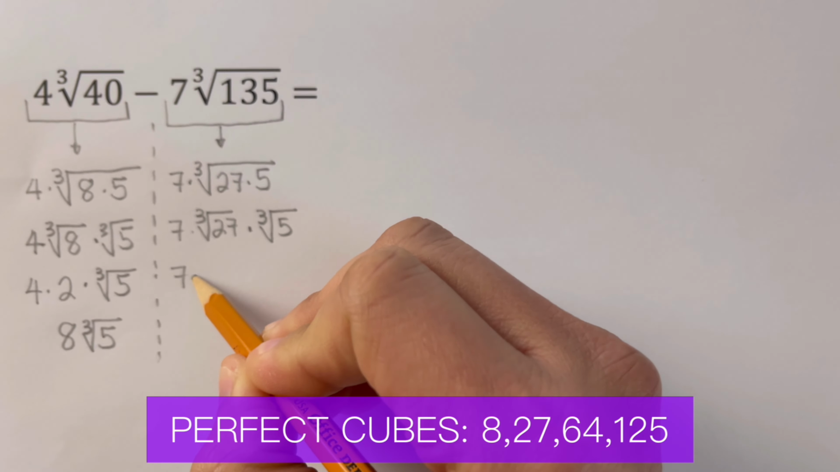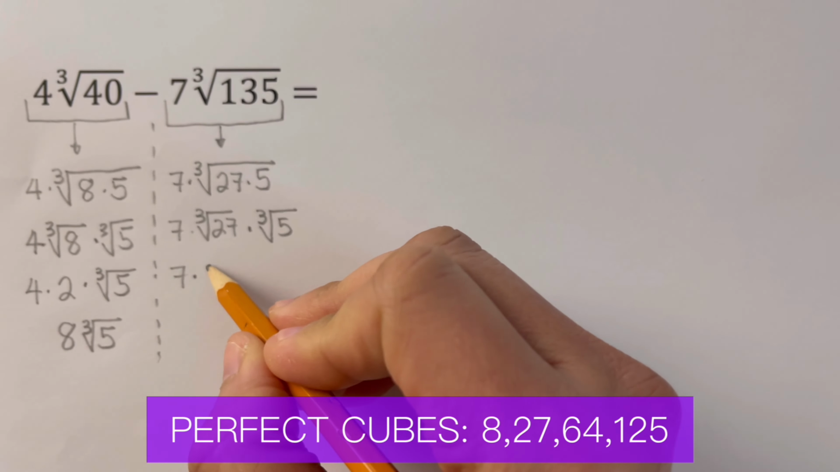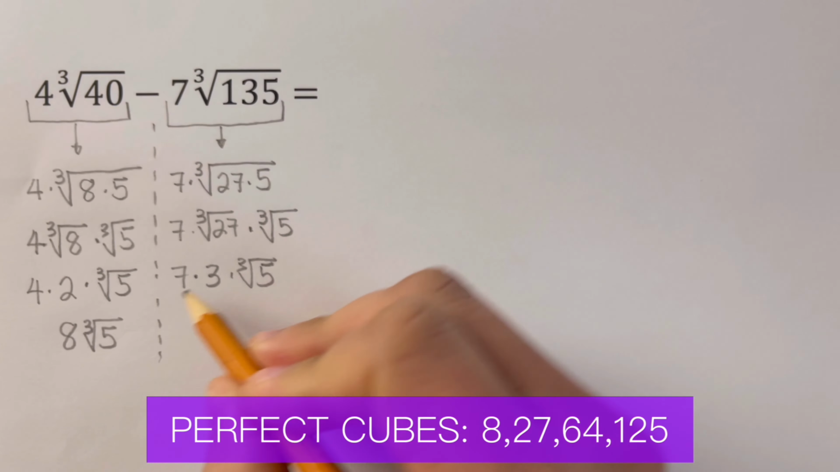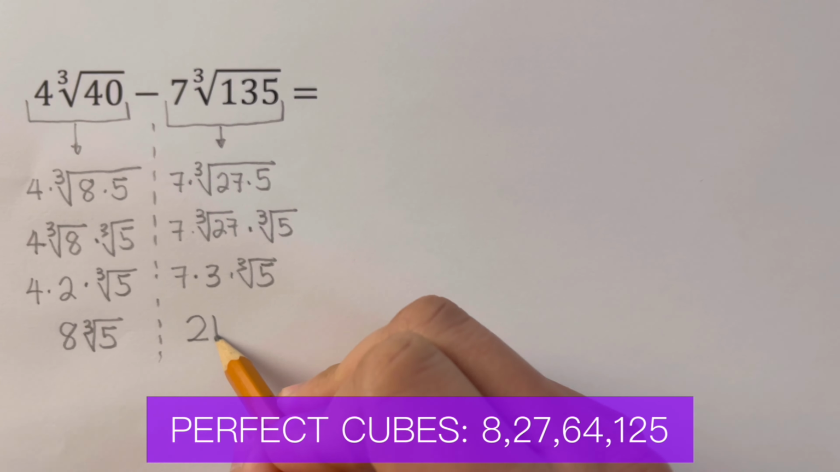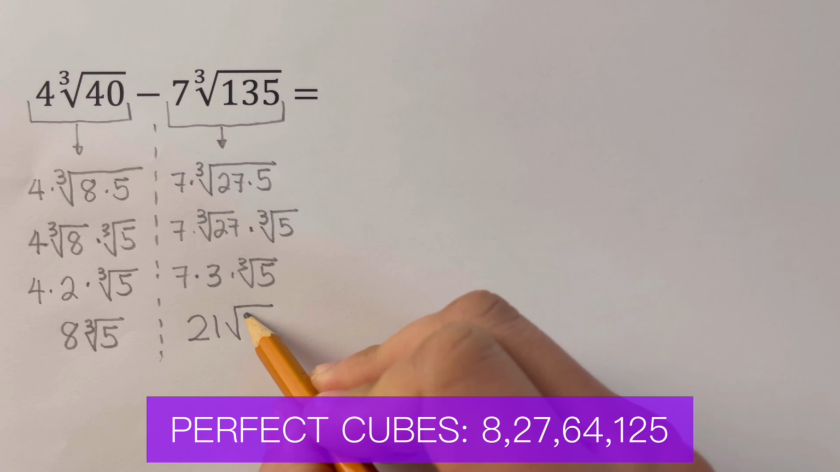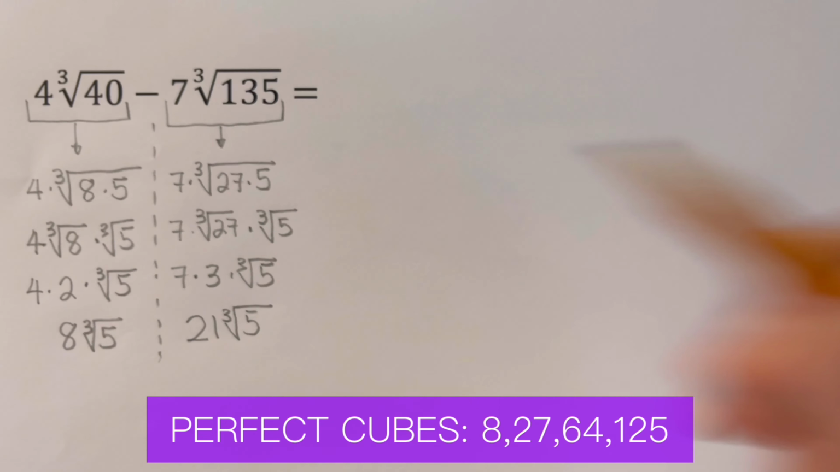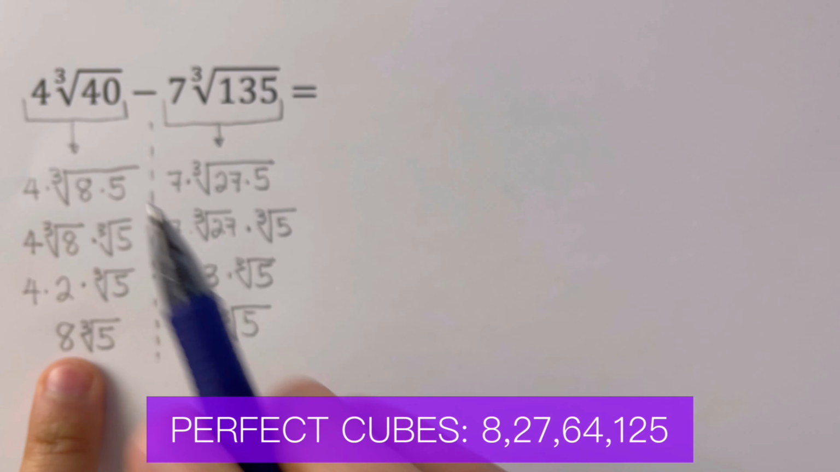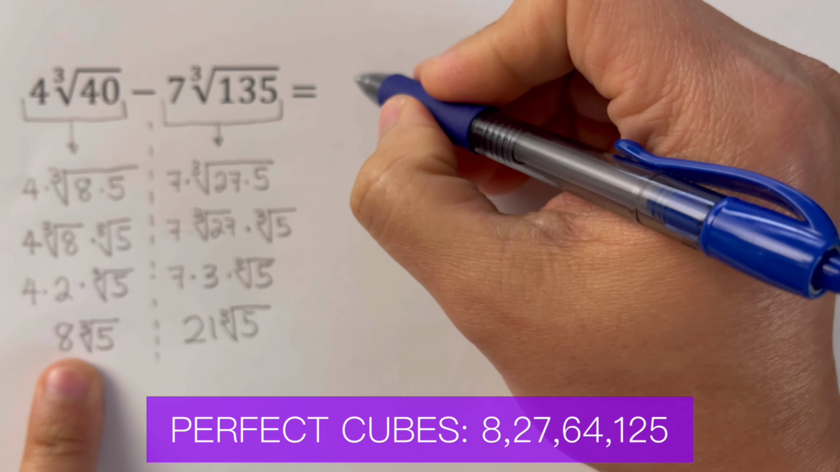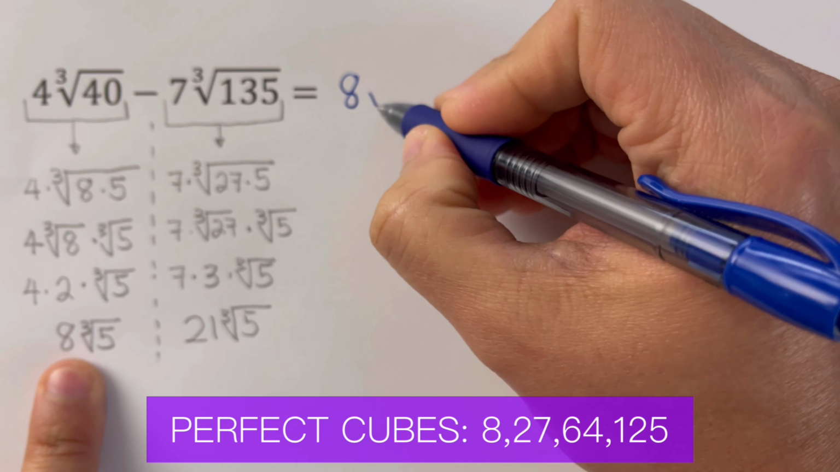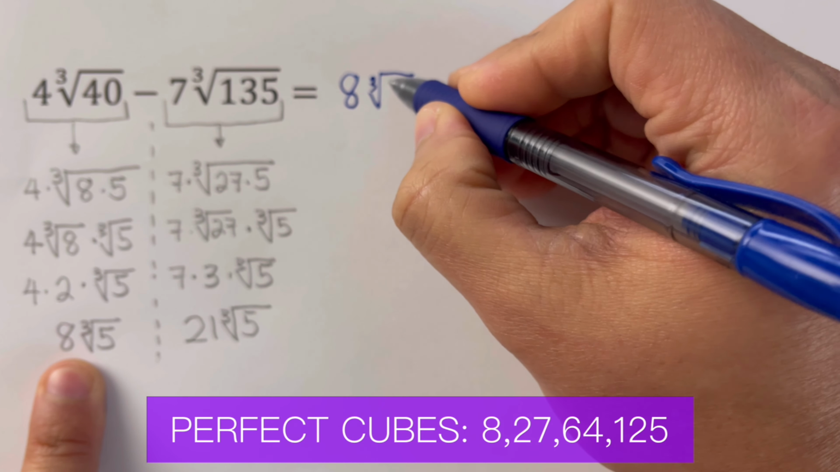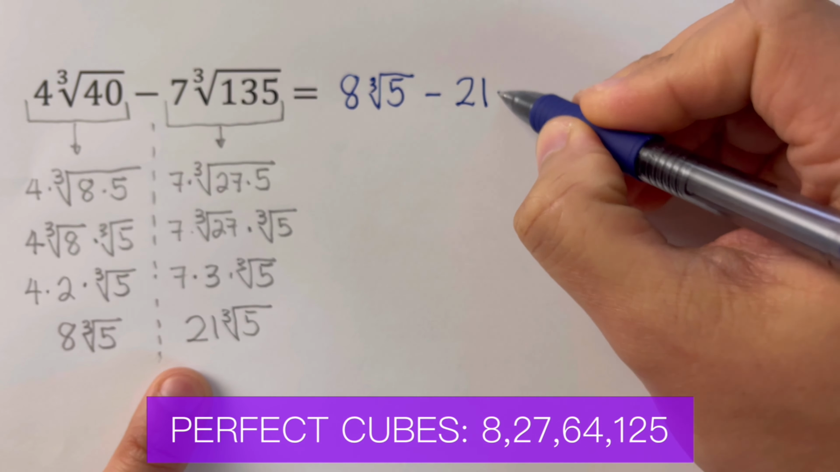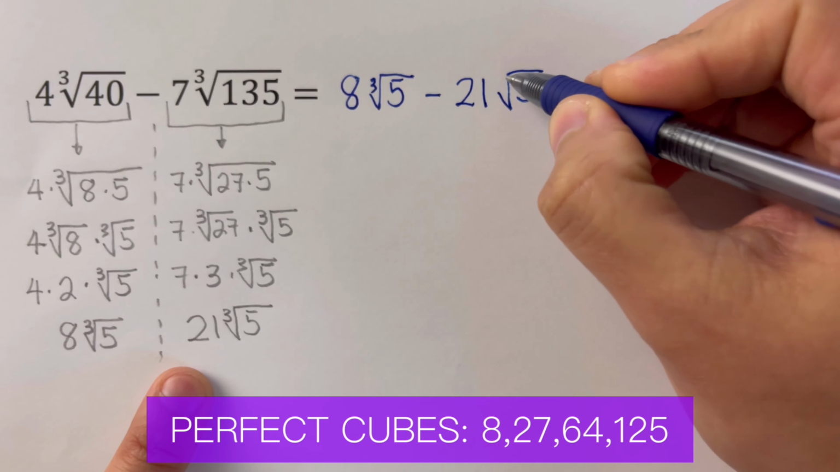So 7 times the cube root of 27 is 7 times 3, which is 21, and then that's the cube root of 5. And so I go ahead and rewrite this. Instead of writing this, we got 8 cube root of 5 minus 21 cube root of 5.